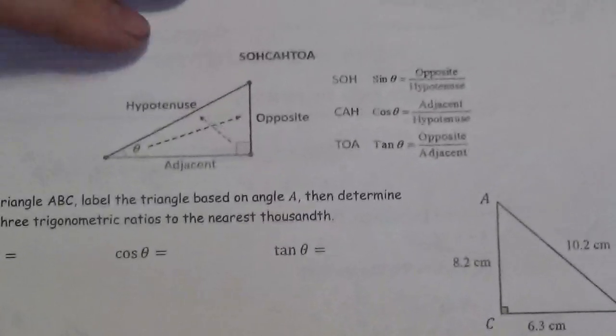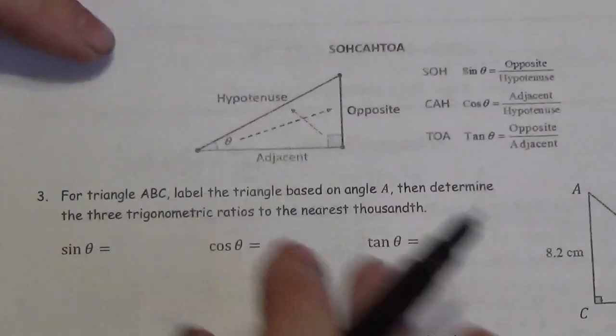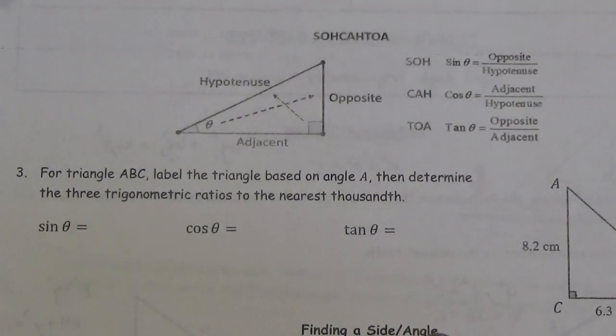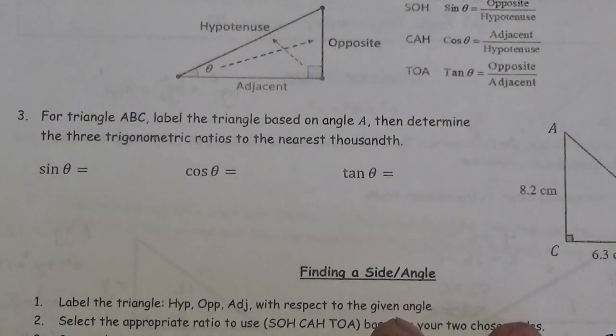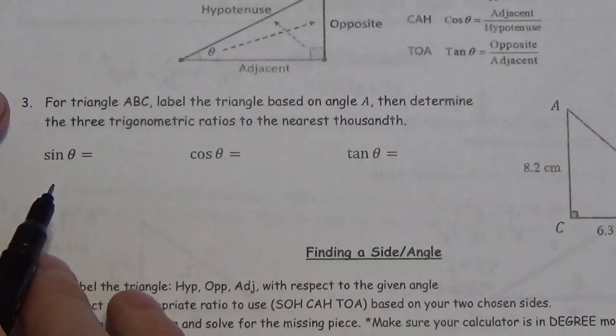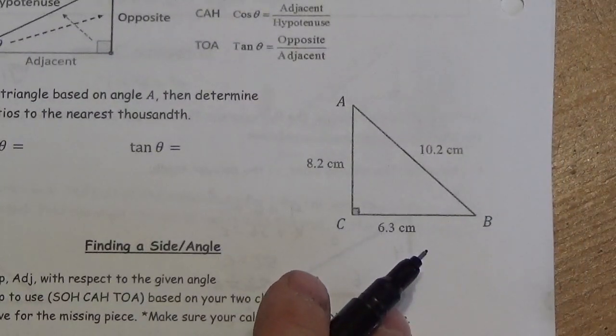Okay, and then there it is, SOHCAHTOA. So just a little bit more information about how that works here. For this little question right here, we're going to take a look at this triangle, and we're going to identify the sine, cos, and tan ratios based on this triangle right here, okay?